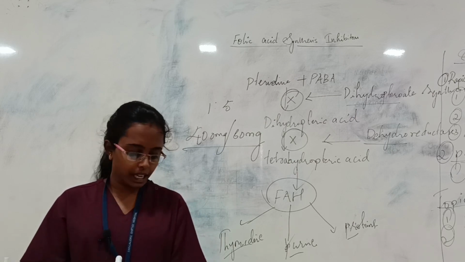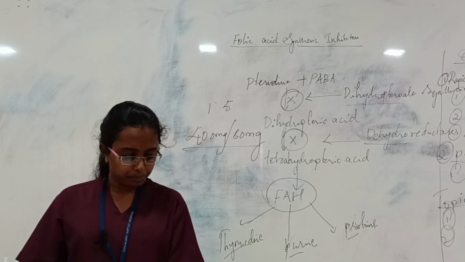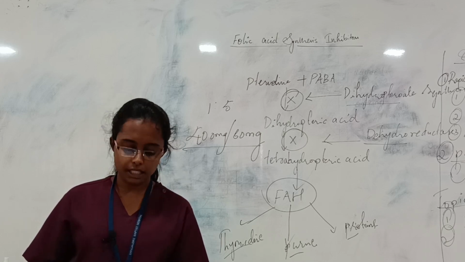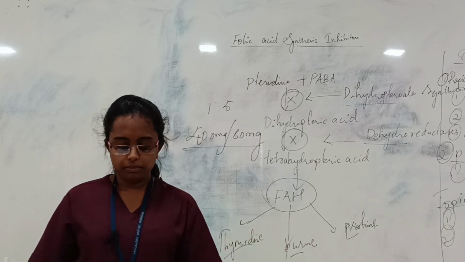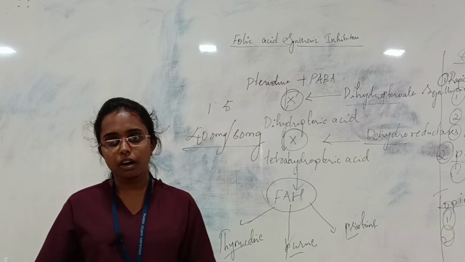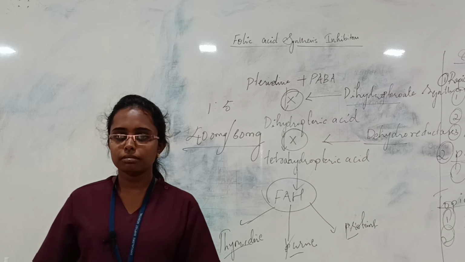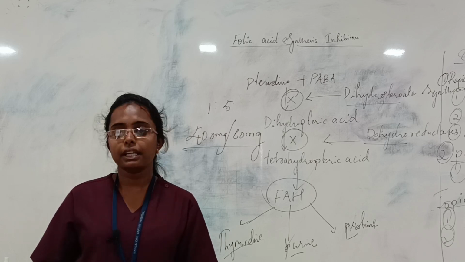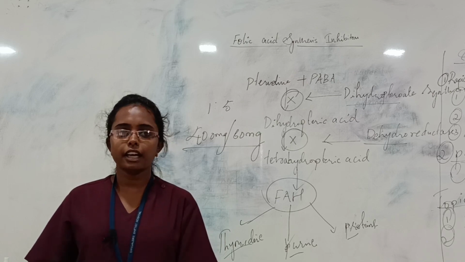Therapeutic uses are the same: UTI, respiratory tract infections, and GI infections. Adverse drug reactions are the same, crystalluria, but in combination we also get anemia, Stevens-Johnson syndrome, permanent renal failure may occur, dermatological reactions like rashes, and hyperkalemia. Okay, thank you.